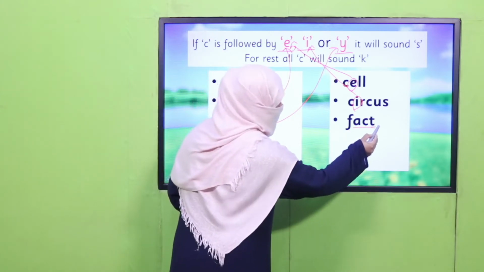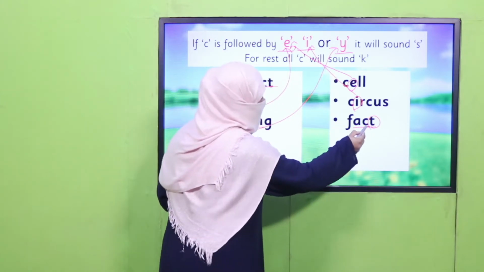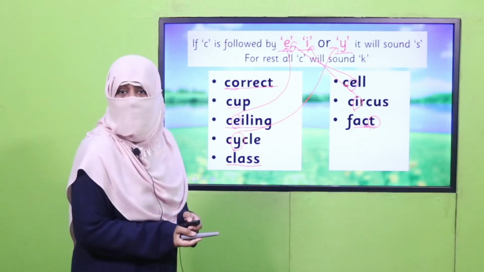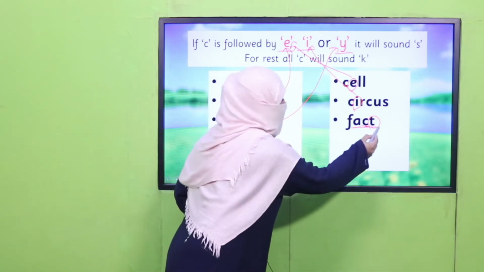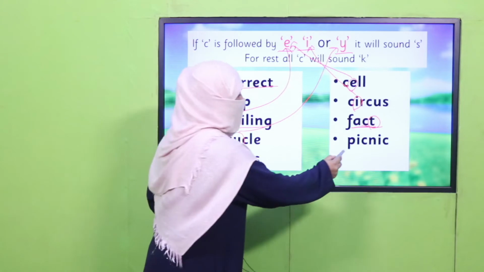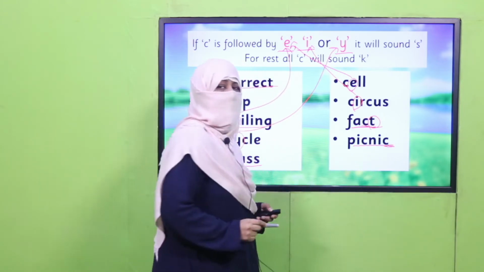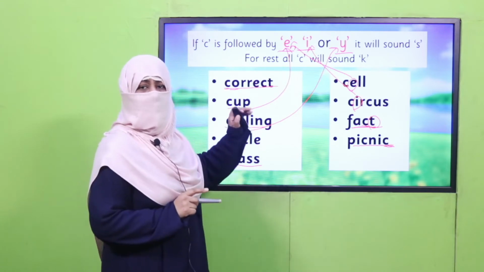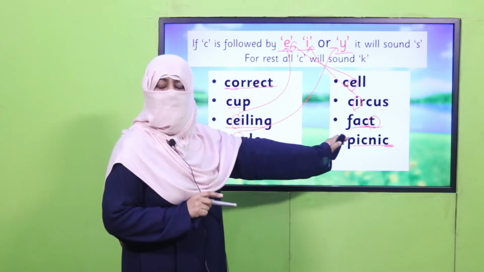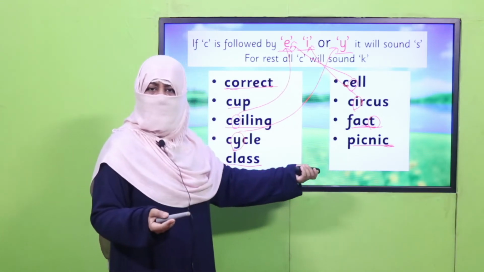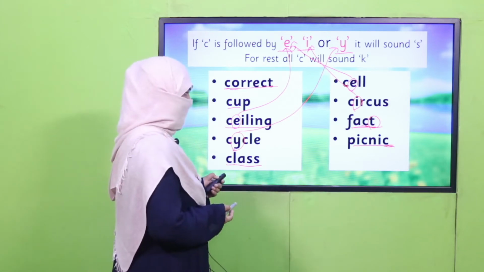Fact, because T is not one of the sounds, that's why it will say it's a hard sound, that's K, and we'll say fact. Picnic. Here you see this C is the last letter, so there is no E, I, Y after it. It's the last letter, again it will say it's hard sound, that's K sound.